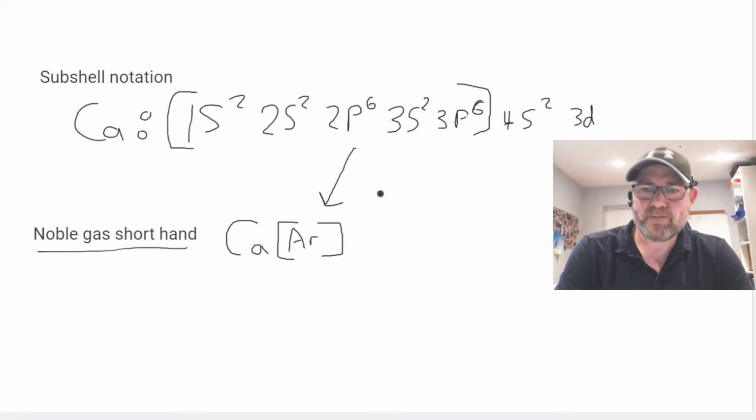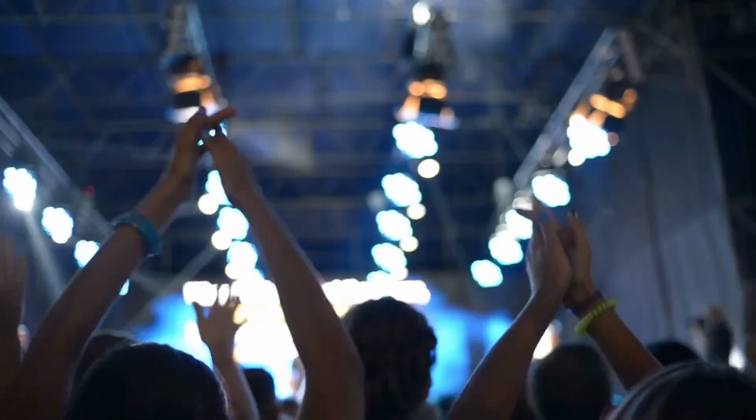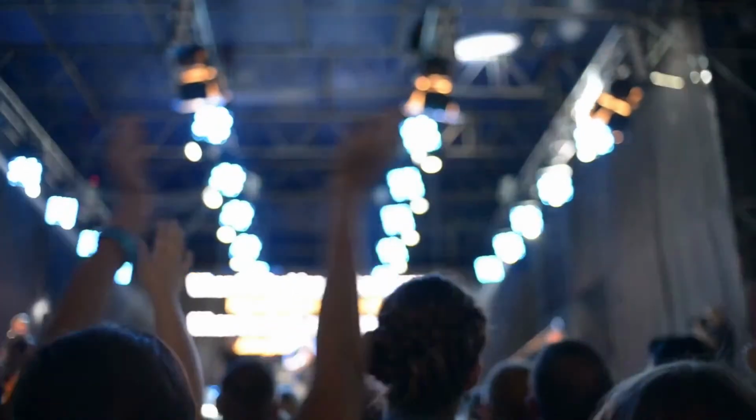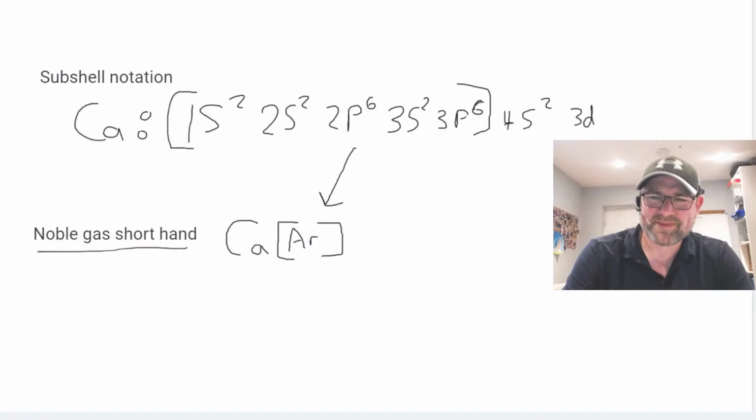What a lifesaver. Which is really great because nobody wants to spend their life writing out 1s, 2s, 3s. So round of applause for the shorthand. Okay, right, back to business.